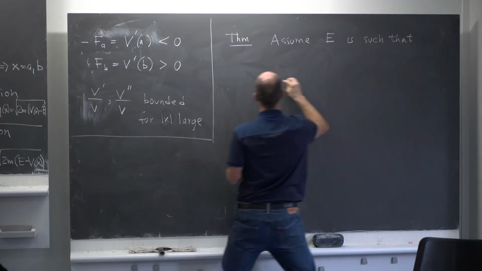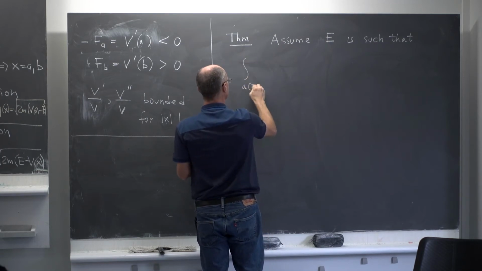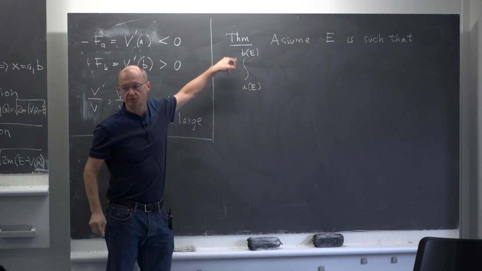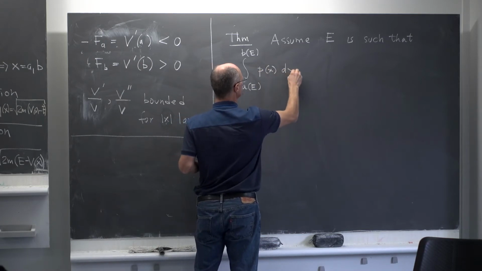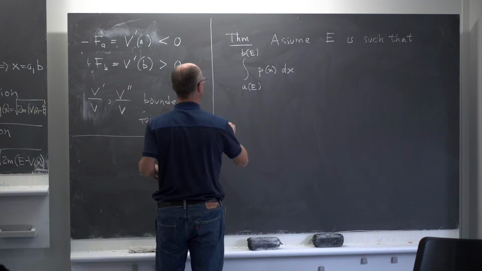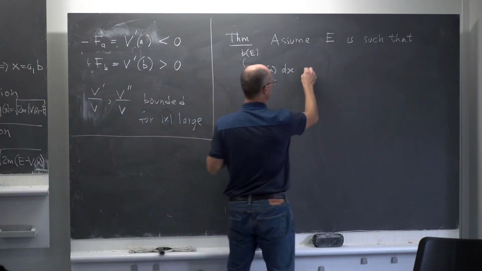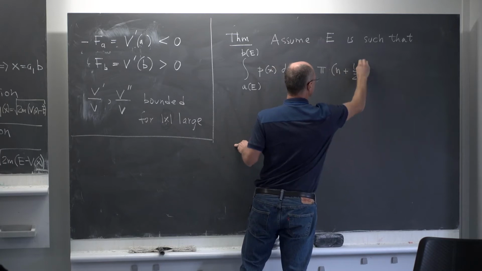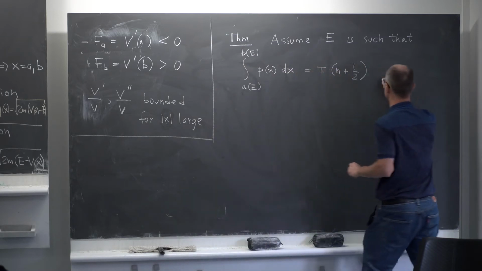So let's assume that E is such that the following integral, and I here stress the dependence of a and b on E, of p of x dx over h, right? No, not 1 over h, sorry. Is a multiple of pi with a coefficient which is half integer.